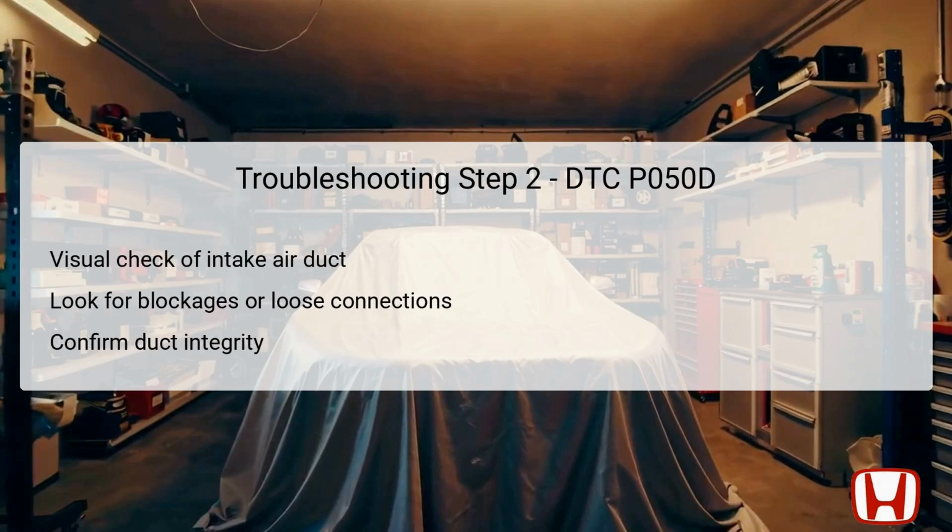The second troubleshooting step requires a visual inspection of the intake air duct. Begin this step by turning the vehicle to the off, lock mode, to ensure safety while handling components. Carefully examine the intake air duct for poor connections or any blockages that may inhibit airflow to the engine. It's essential to check the fittings and clamps that secure the duct, as leaks can result in incorrect airflow readings. If any issues are found, reconnect or repair the air duct as necessary.